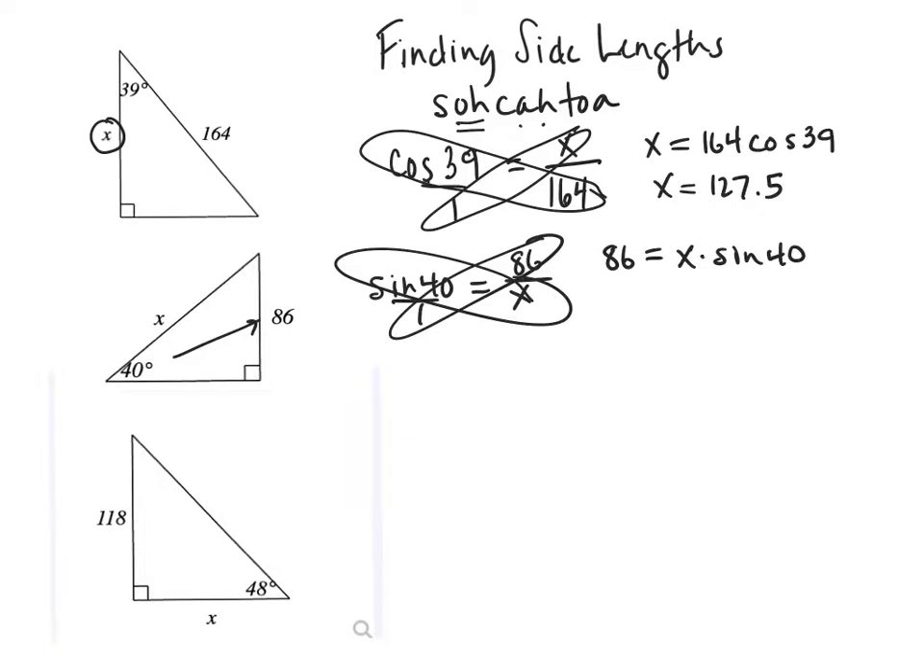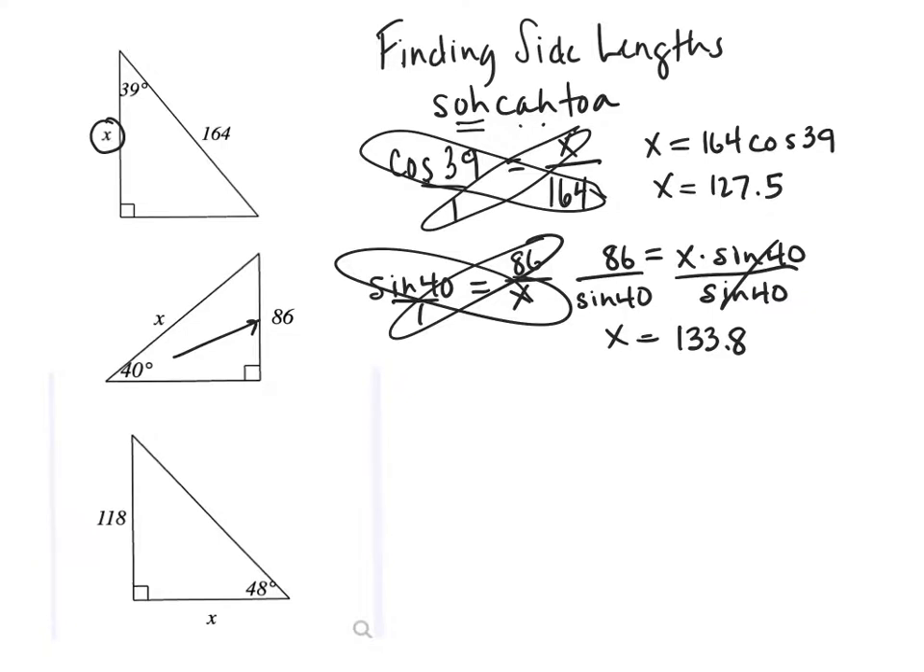To get x by itself, I have to get rid of that multiplication, which means I'll divide. So I'll divide both sides by the sine of 40. So x then will be 86 divided by the sine of 40. And that, to the nearest tenth, is 133.8.